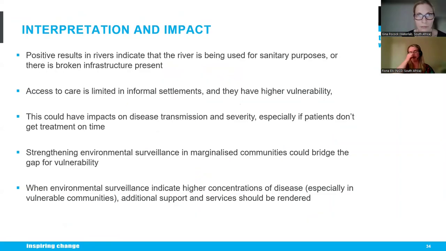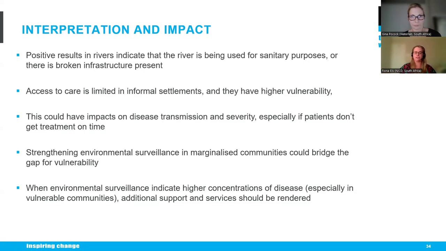Next slide. So what we actually found was that these positive results in the river indicate that these rivers are used for sanitary purposes. Or it could be that there's broken infrastructure, a wastewater pipe that feeds into the river, which is also concerning. But access to care in these informal settlements is really limited. They have higher vulnerability because of this. They don't have clinics to go to, or they don't necessarily have access to hospitals. And this could have an impact on disease transmission and severity, especially if patients don't get treatment on time, because they can sit with an illness for a long period of time, don't get tested, and the disease goes to severe disease.